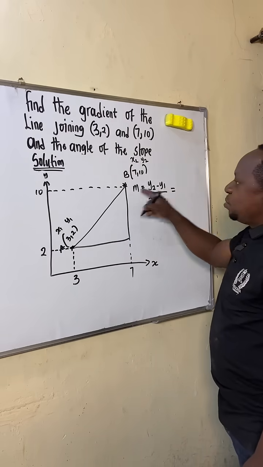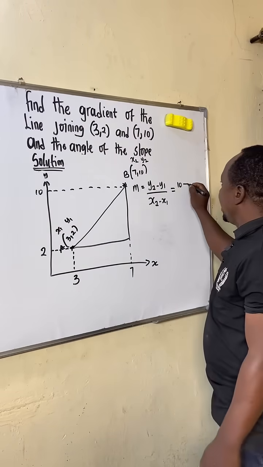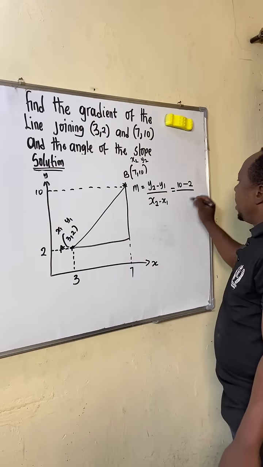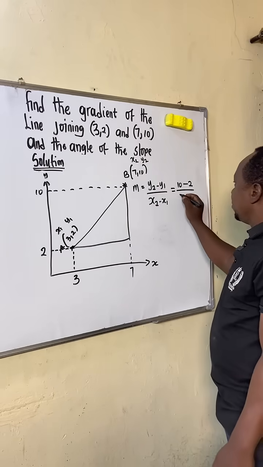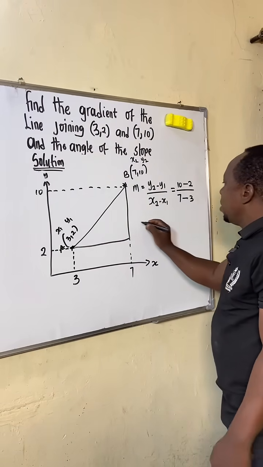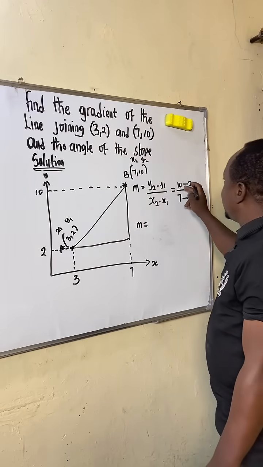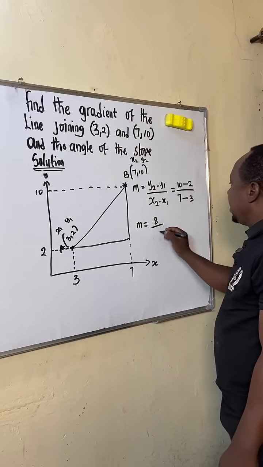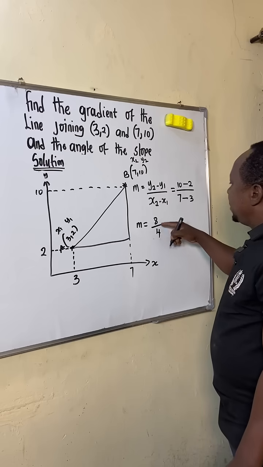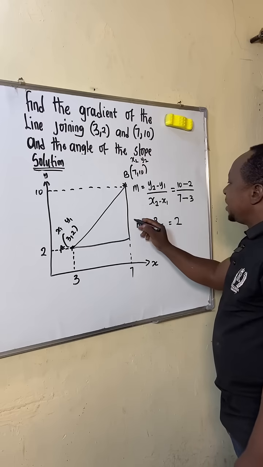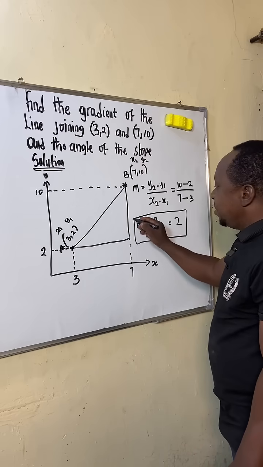Now, our y2 is 10 minus our y1 is 2, divided by our x2 is 7 minus our x1 is 3. Slope will be equal to 10 minus 2 is 8, divided by 7 minus 3 is 4. 8 divided by 4 is 2. It means our slope is 2.